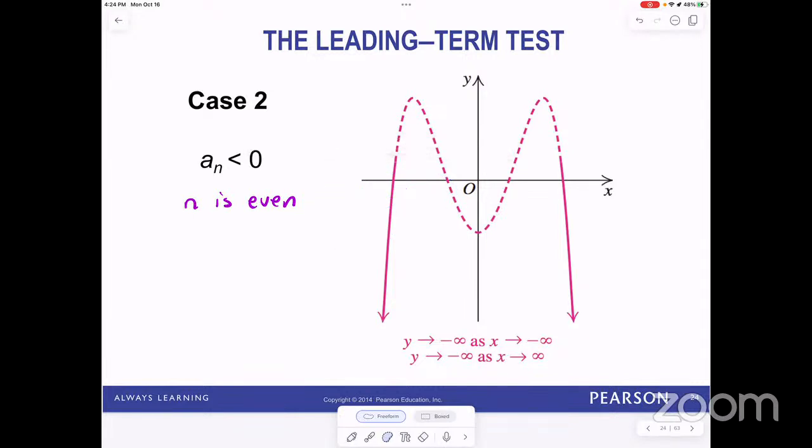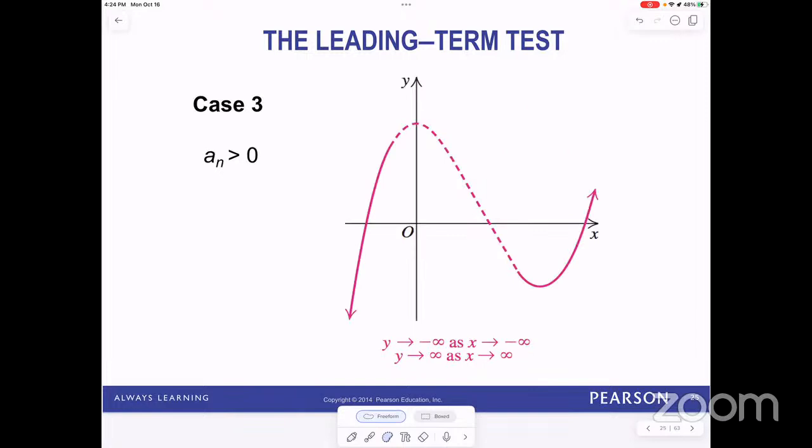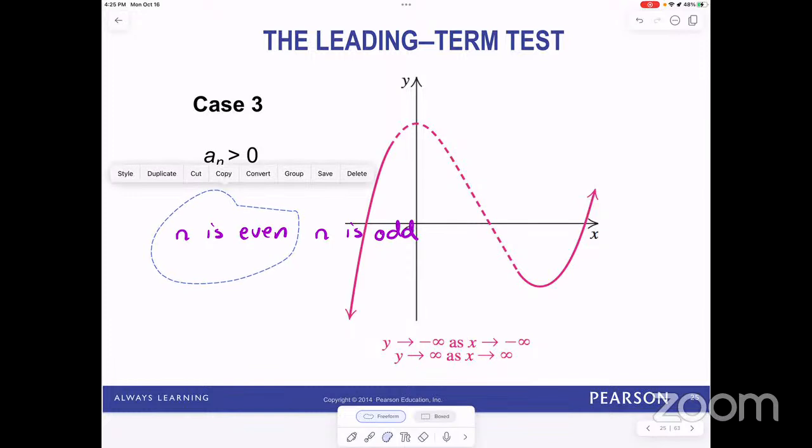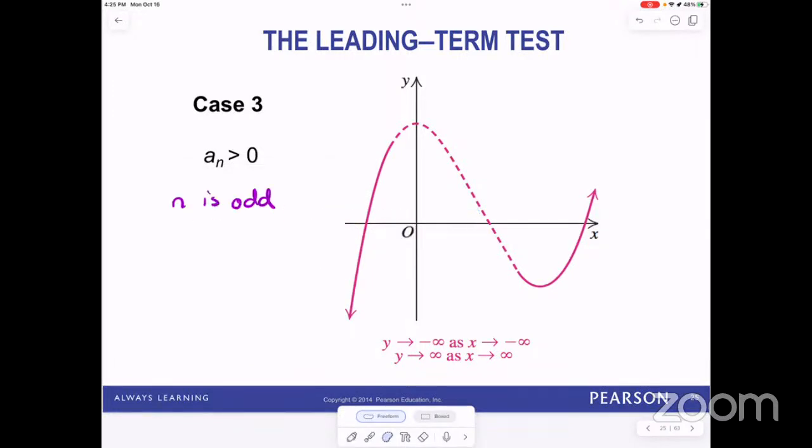And then we consider the two cases when n is odd. A positive leading coefficient is going to go up to the right. Odd means opposite, so it's going to go down to the left. And then when our leading coefficient is negative, it's going to go down to the right, and odd means opposite, so the other side's going to do the opposite, so it's going to go up to the left. Down to the right and up to the left.